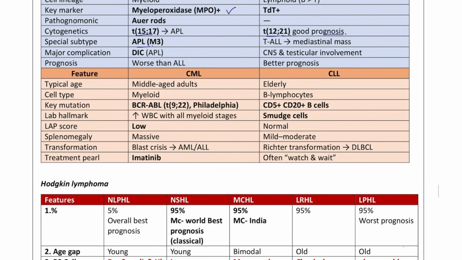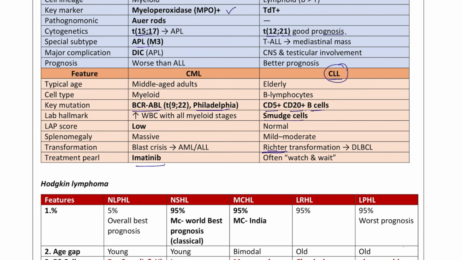Next, CML. CML is present with the Philadelphia chromosome, BCR-ABL. What is the drug of choice for this? Tyrosine kinase inhibitors. CLL will present with smudge cells, and CD5 and CD20 B cells will be positive in this condition. And Richter transformation is seen with the CLL.